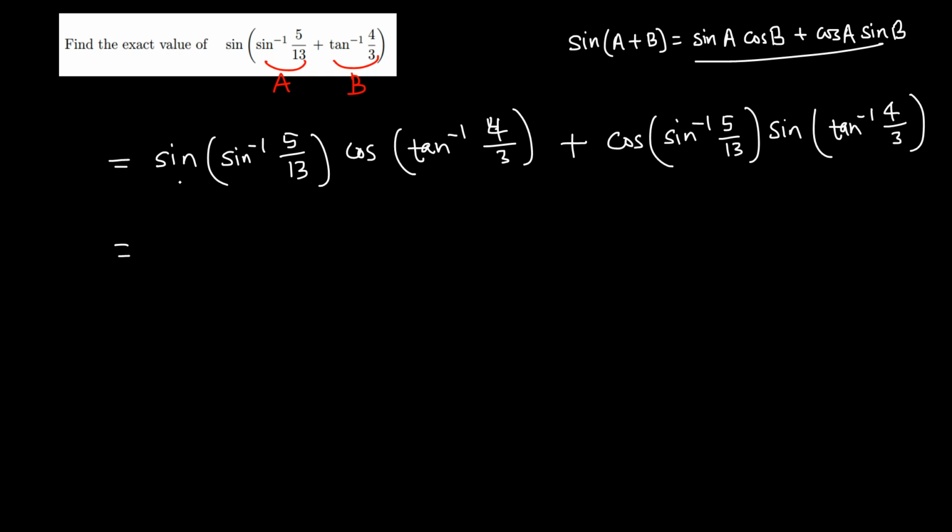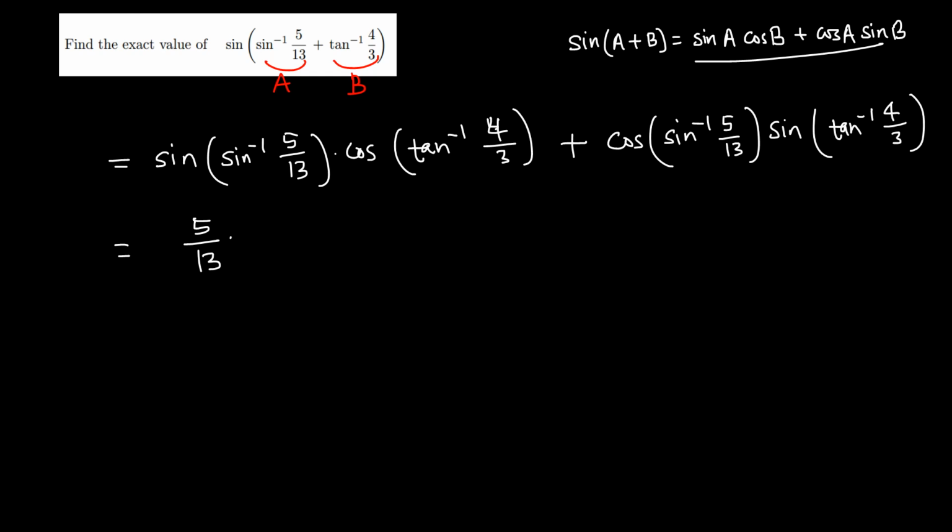Now we need to evaluate what is sine of sine inverse. These are inverses of each other. We are lucky for this factor, and since 5 over 13 is positive and less than 1, they simply cancel. So we have 5 over 13 times cosine of tangent inverse 4 over 3. Now we need to take the help of a right triangle. So we're going to draw a right triangle based on tangent inverse 4 over 3. From there we find the value of cosine. And if you look at the last factor, sine of tangent inverse, these angles are the same.